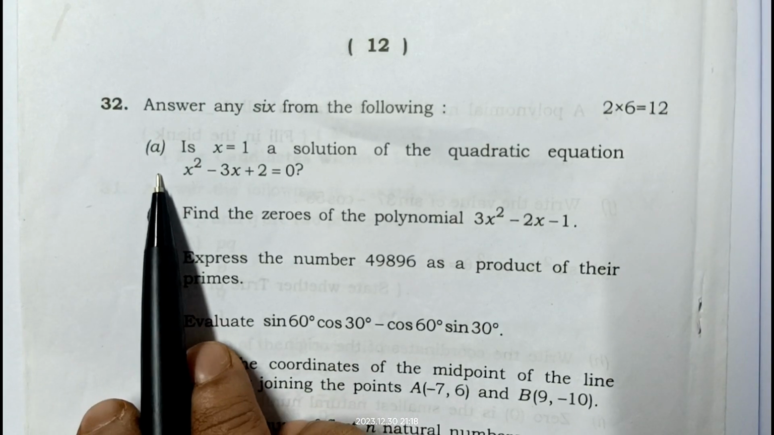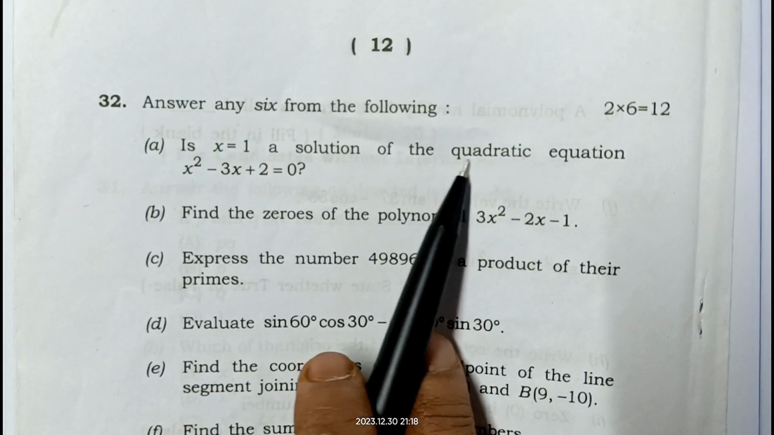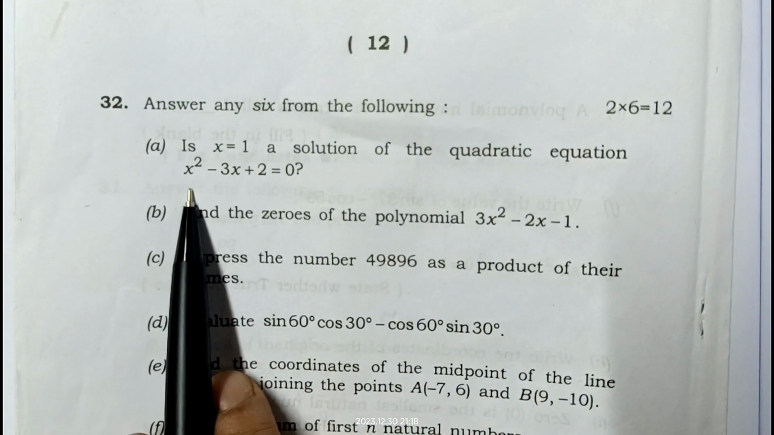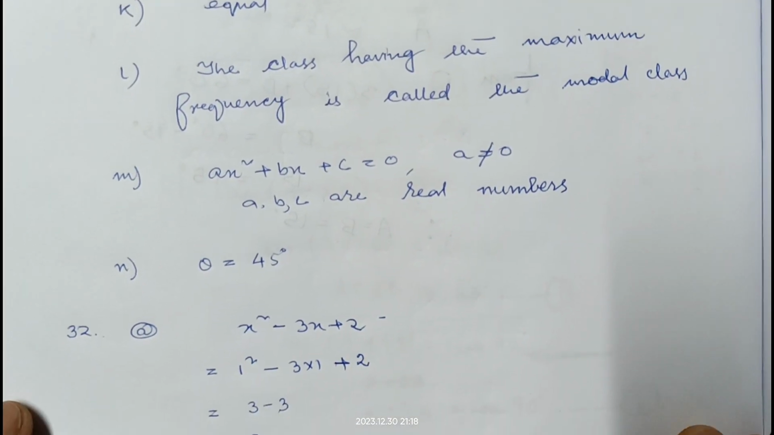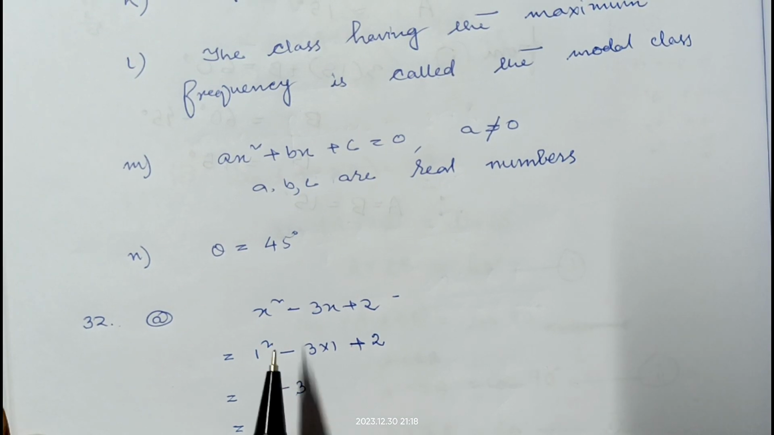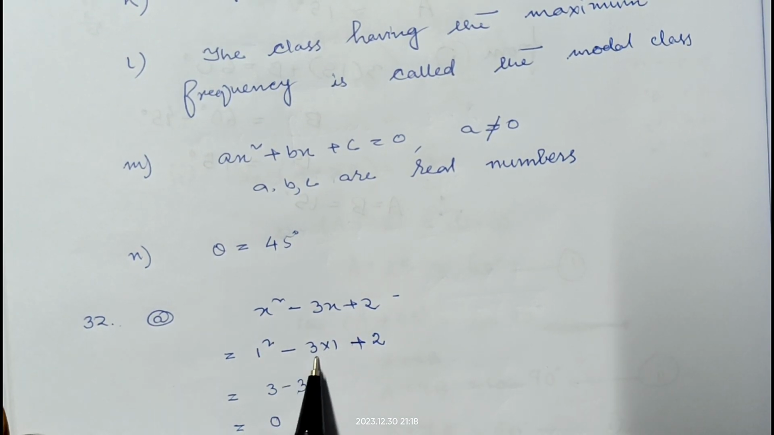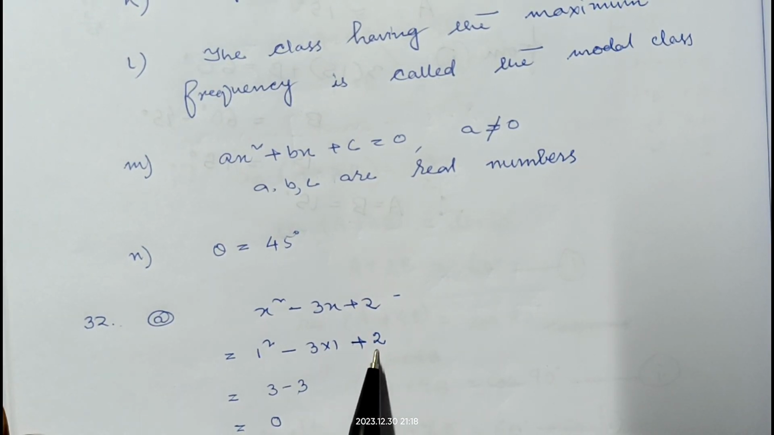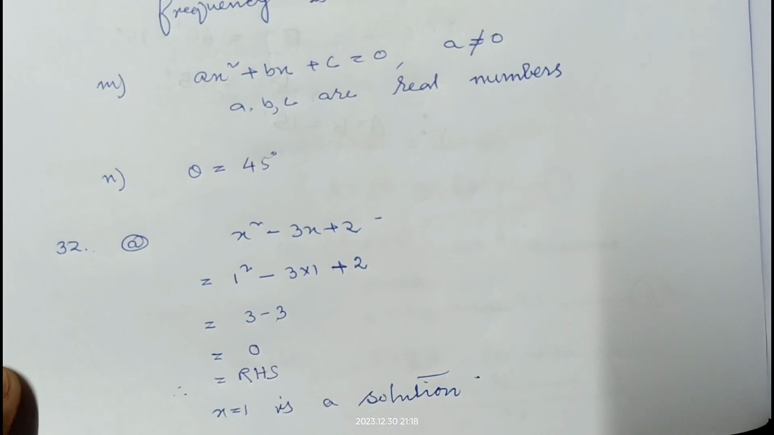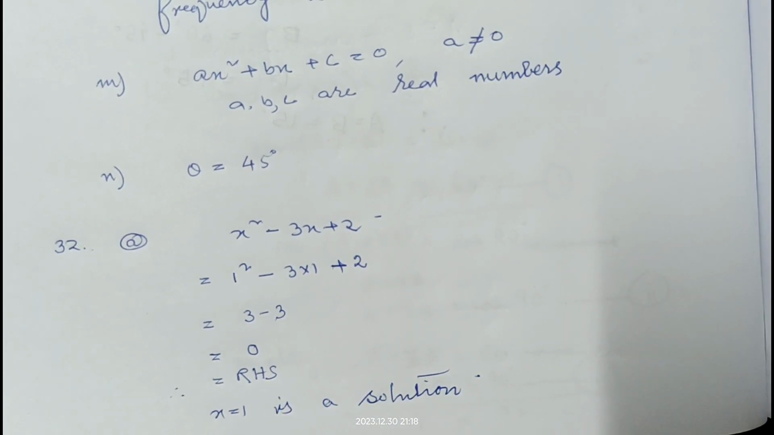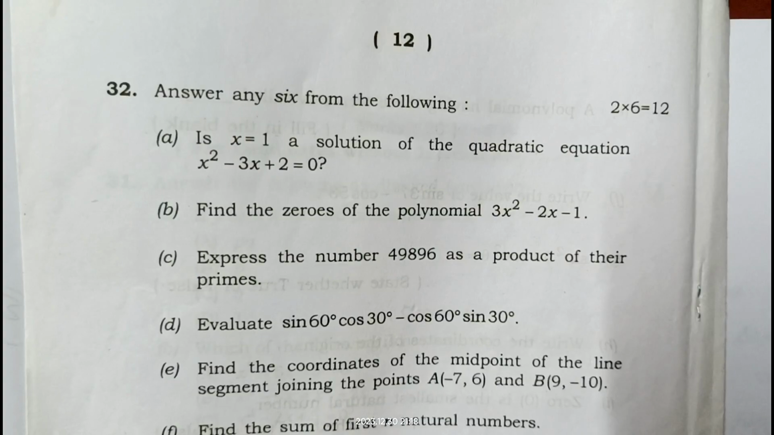Question number 32, first part, is x equal to 1 a solution of the quadratic equation x square minus 3x plus 2 equals to 0. Here x square minus 3x plus 2, so x is 1 square minus 3 into 1 plus 2. 1 plus 2 is 3, 3 minus 3 is 0. Since we got right hand side, therefore x equal to 1 is a solution of the given equation.